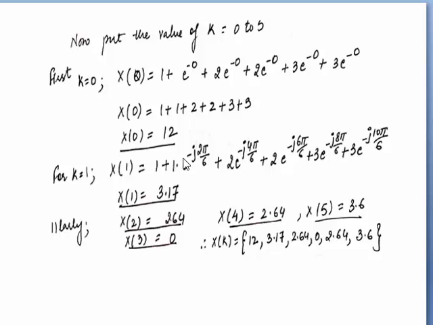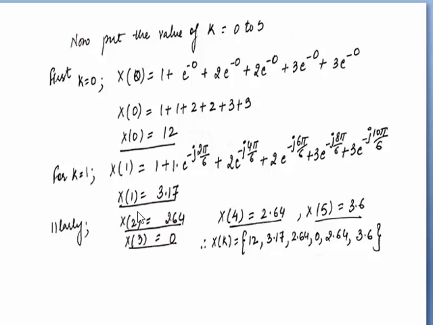Now we have to find out the value of this by cos 2 pi by 6 minus j sin 2 pi by 6, and find out the value of cos 2 pi by 6 in radians. Then calculating all the values of this exponential signal in terms of cosine and sine, we can find out the value of X of 1, that is equal to 3.17.